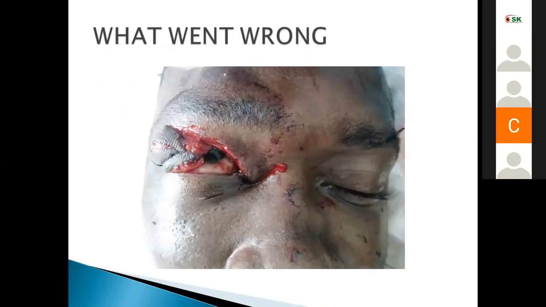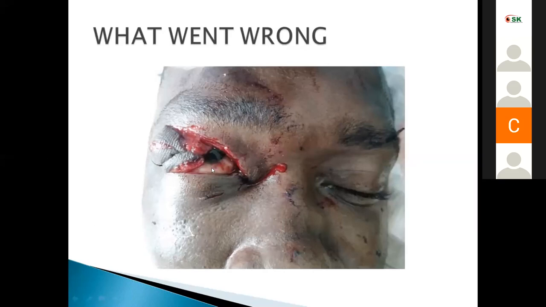And this is where my emphasis is, on the commonest mistake people make when they are doing lid repair in extensive lacerations. Anytime there is an extensive laceration and there is a flap of eyelid skin, the orbicularis muscle contracts. And once it contracts, it imitates a defect.